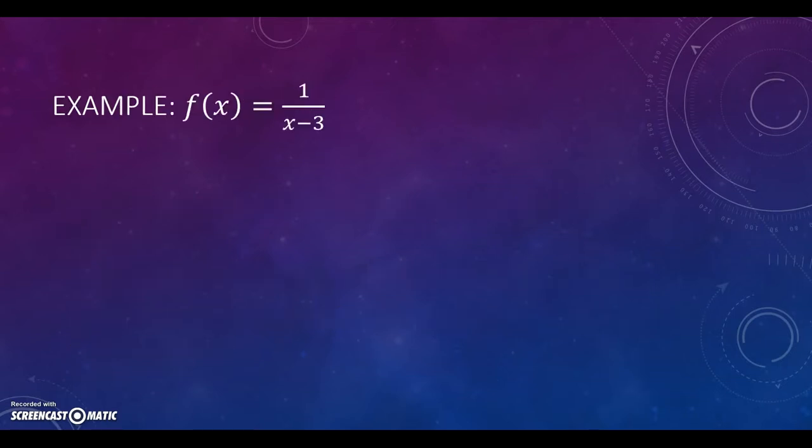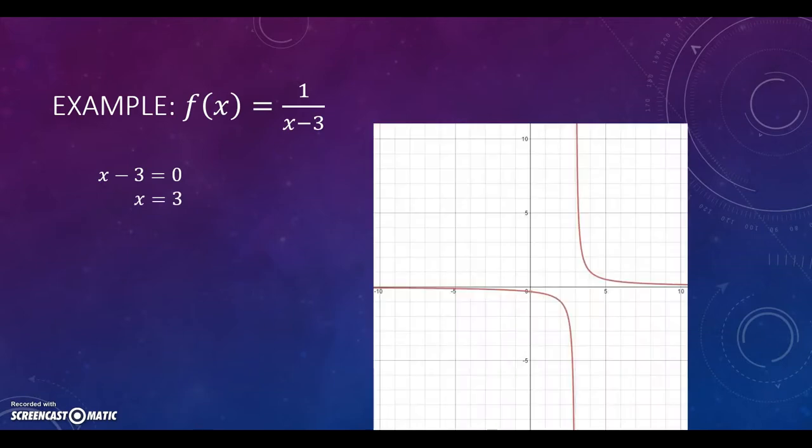and you will have found a hole, not an asymptote. Let's look at f of x equals 1 over x minus 3. To find the vertical asymptote, set the denominator equal to 0. When you solve, you see that the vertical asymptote is x equals 3. If you look at the graph of this function, you'll notice that it is approaching this line x equals 3, making it the vertical asymptote.